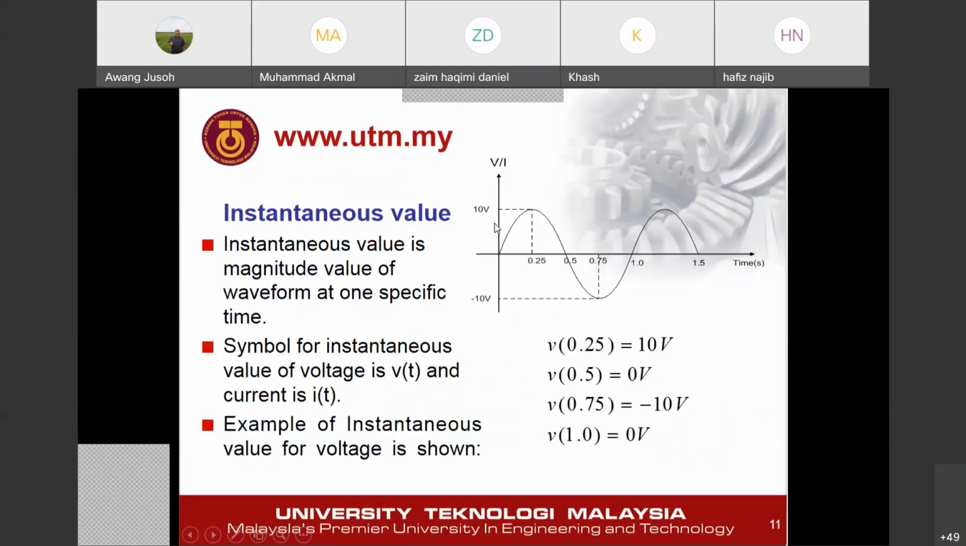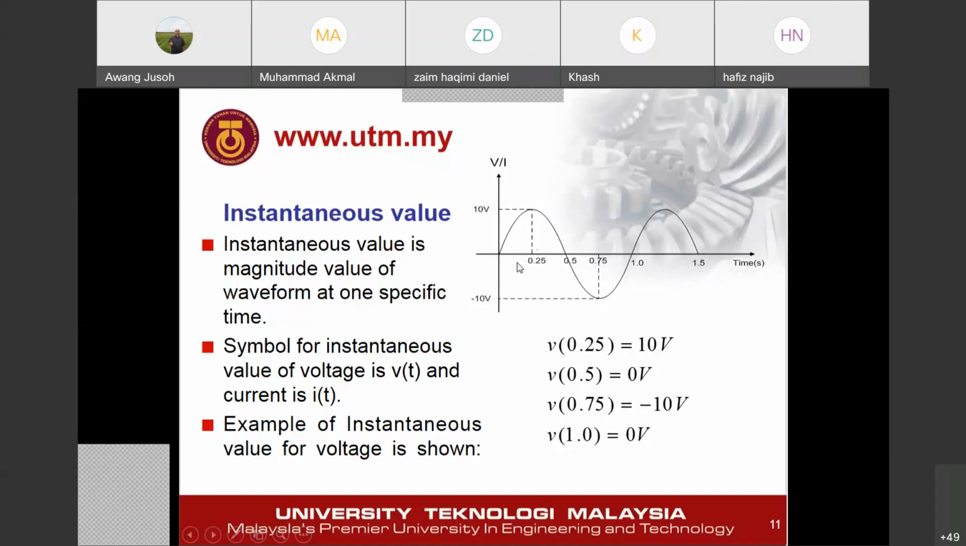Instantaneous value. Now we have the AC waveform again, right? This is V or I, I mean the signal can be voltage or current. Alright. So 10 means maximum voltage or maximum current there, positive. And here is a negative maxima. Alright, and this is a period. The period is 1 second in this case. So the instantaneous value is the magnitude value of the waveform at one specific time. At a particular time, what is the voltage? What is the current, for example? That is what we mean by instantaneous value.